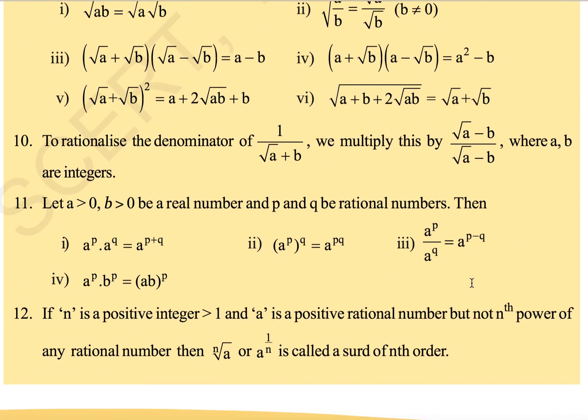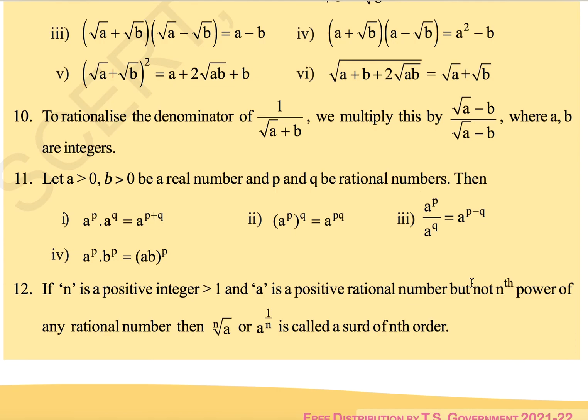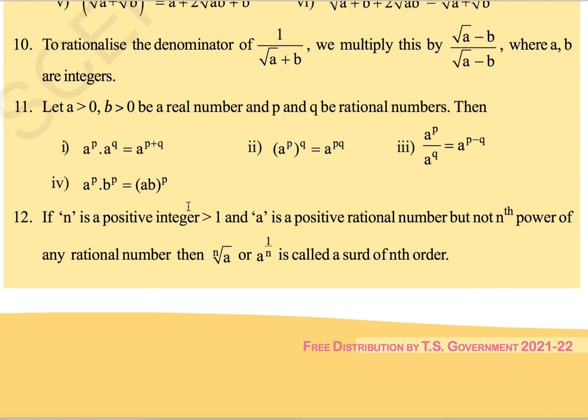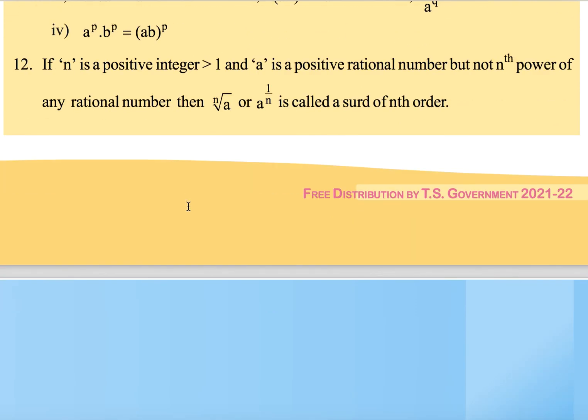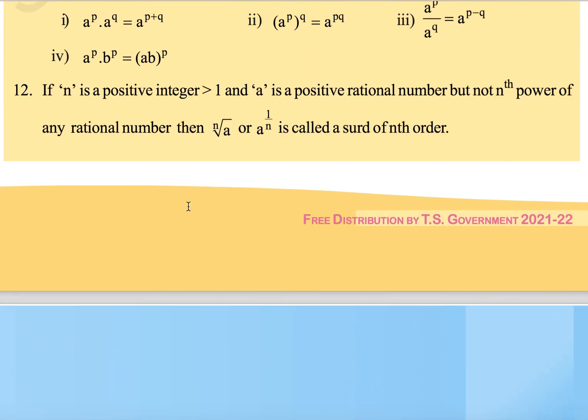To rationalize the denominator of 1 by root a plus b, we have to multiply with root a minus b on both numerator and denominator, where a and b are integers. Let a greater than 0, b greater than 0 be real numbers, and p and q be rational numbers. Then a power p into a power q is a power p plus q. A power p whole power q equal to a power pq. A power p by a power q is a power p minus q. A power p into b power p is ab whole power p.